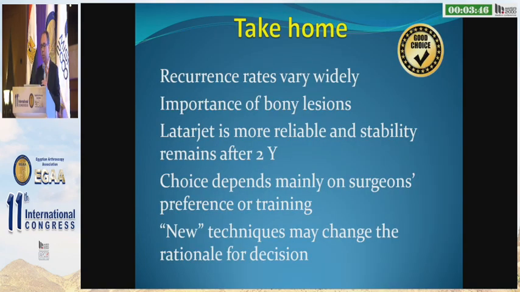So as final messages, the recurrence rates vary widely. Do not underestimate the importance of bony lesions. Marcela said do not underestimate the soft tissues, but the bony lesions as well. Latarjet is more reliable. That's something one should not forget, and keeps stable after 2 years. But we also know that today the choice between one technique or the other depends a lot on the surgeon's preference or training. But we have newer techniques today that may change the rationale for decision.